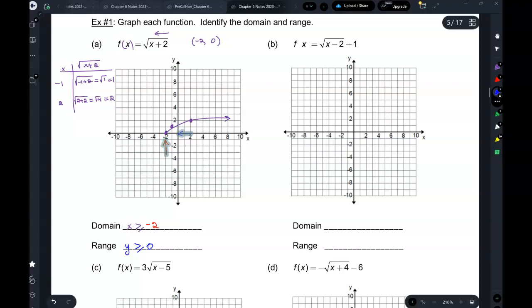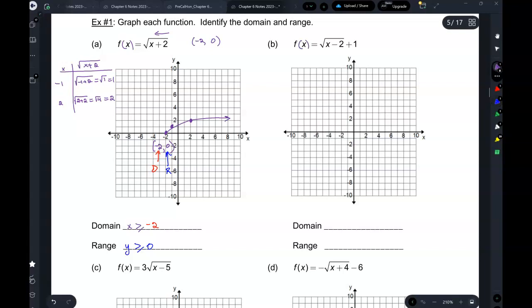Another way to look at it is this. This is the point, negative 2 comma 0, right? That's where the endpoint was. So the domain is going to be connected to that number. The range is going to be connected to that number. Okay? All right, let's do another one.